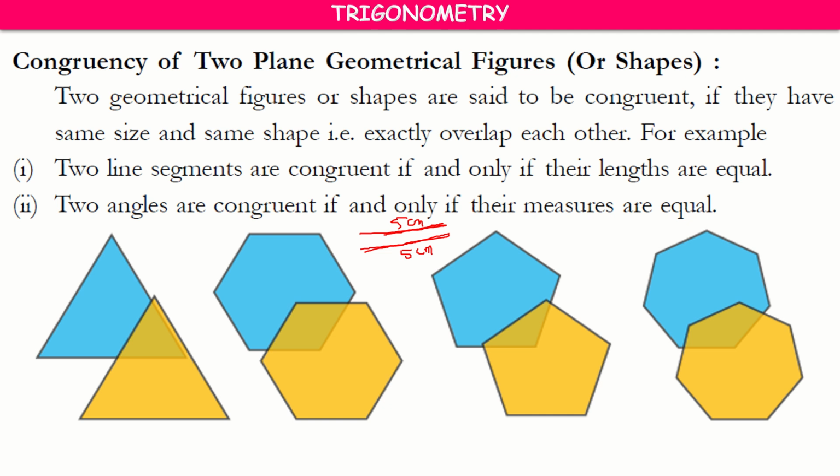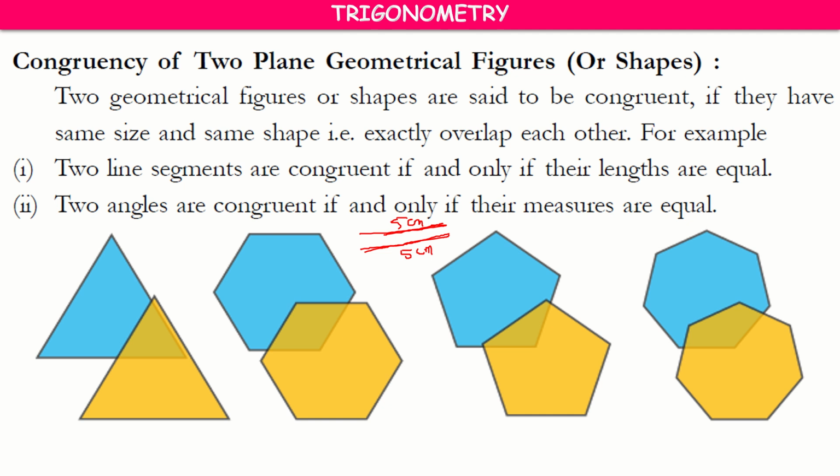Here, this is six-sided, which means a hexagon. If we keep these two hexagons one upon the other, they exactly overlap. So they are also congruent figures. Here, this is a five-sided figure, which is nothing but a pentagon. Again, if we keep these two figures one upon another, they exactly overlap. So the next one also exactly overlaps. So these figures are said to be congruent figures.